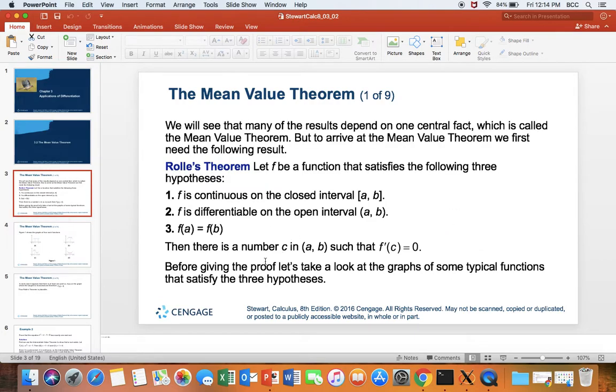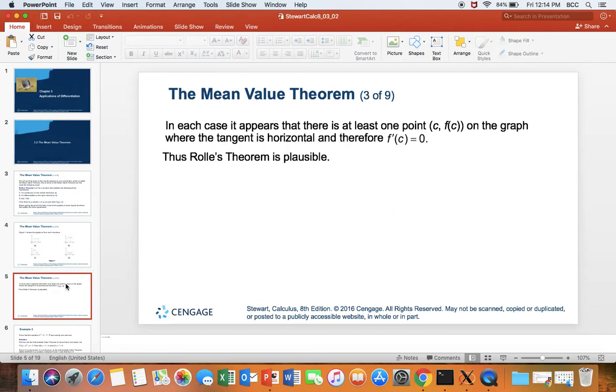That is Rolle's theorem. Okay, there is a number c in ab. In the open interval ab, c has to be between a and b. c cannot be a, c cannot be b. All right, so we looked at a few examples. Let's continue.